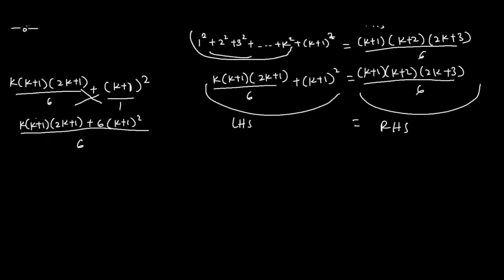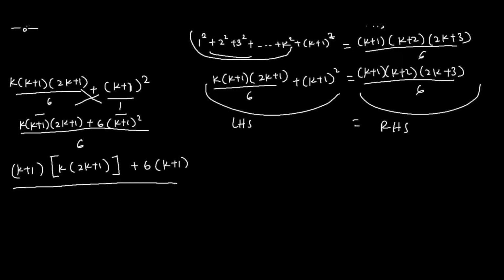At the end you see that k plus 1 is common to both terms here, so we're going to factor k plus 1 out. So at the end you have k plus 1 multiplying k into bracket 2k plus 1, then plus 6 multiply with k plus 1, all this divided by 6. Let's go ahead and simplify it again.